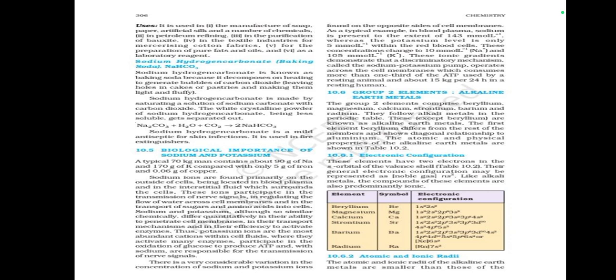Biological importance of sodium and potassium. A typical 70 kilogram man contains about 90 gram of sodium and 170 gram of potassium, compared with only 5 gram of iron and 0.06 gram of copper. Sodium ions are found primarily on the outside of cells, being located in blood plasma and in the interstitial fluid which surrounds the cells.